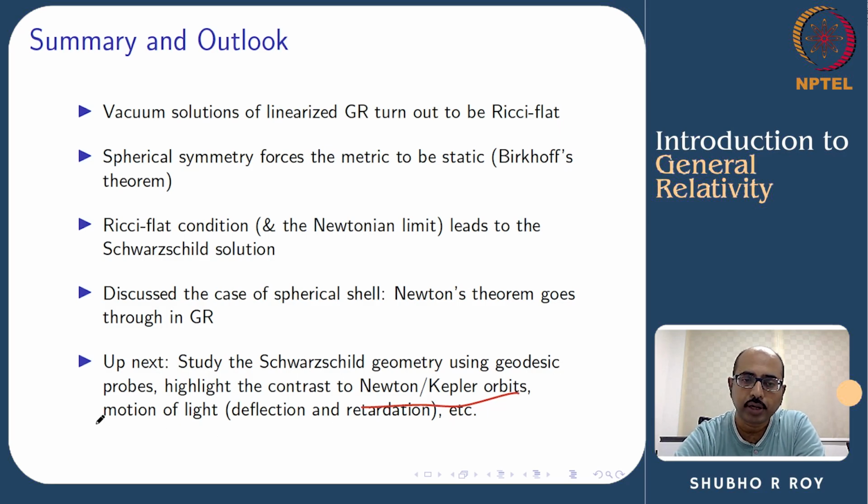And we will also look at the motion of light in gravitational fields, in particular in the Schwarzschild field, and we will discover two effects on the motion of light: gravitational deflection of light, and gravitational retardation, as if light will appear to slow down. Some people call this the Shapiro radar delay, among other things.